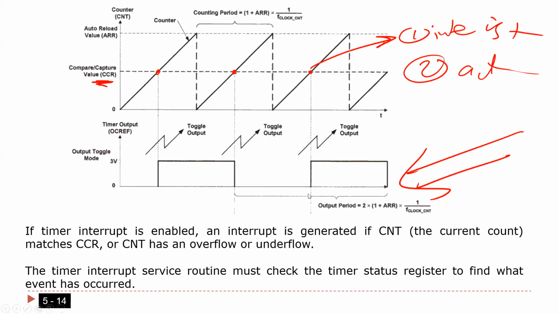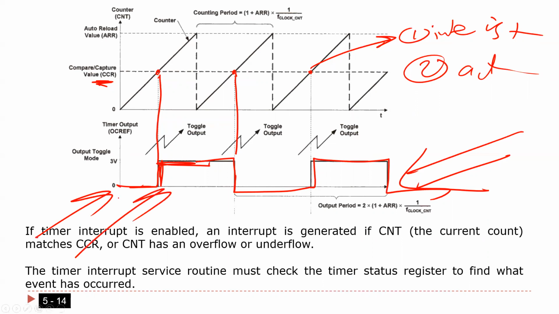If I select the action to be toggle, you toggle the pin. That's what is going to happen to the external pin. If you see here, guys, the pin is 0. Once we come here, I'm going to toggle to high. Once I come here, I'm going to toggle, and again, and so on. By this way, I can generate a square wave.